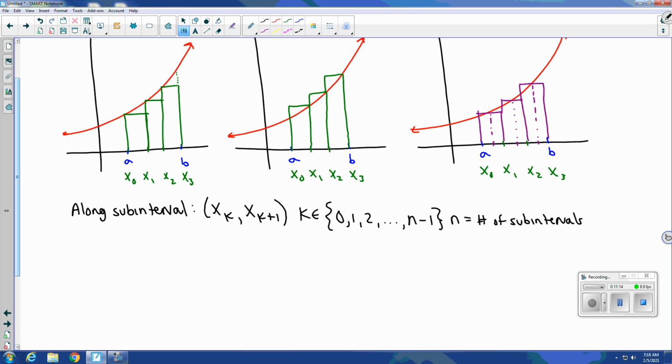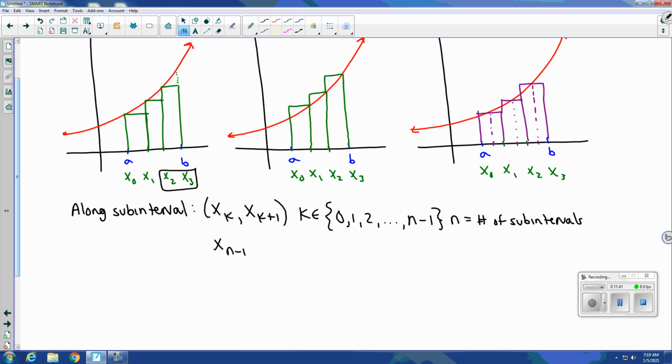Now, why do we stop at n minus 1 as opposed to n? Well, if you plug in n minus 1 to x sub k, say we want 3 subintervals in total. The last subinterval you can see in the example here is 1 less than n, so it's going to be 2. And then when we add 1, we get to our final result, 3, which is n.